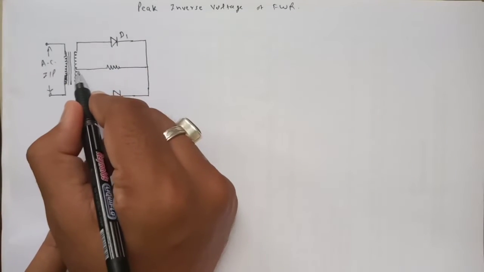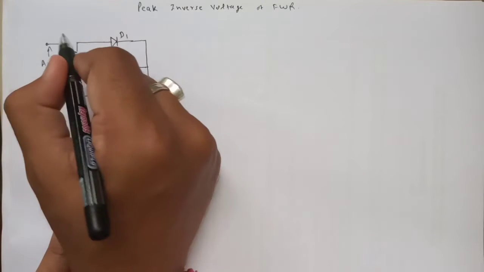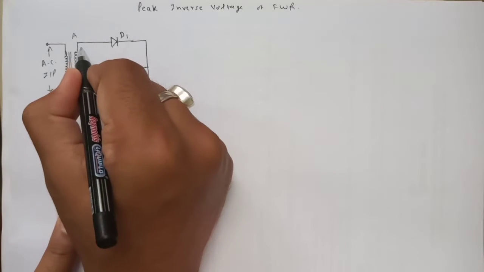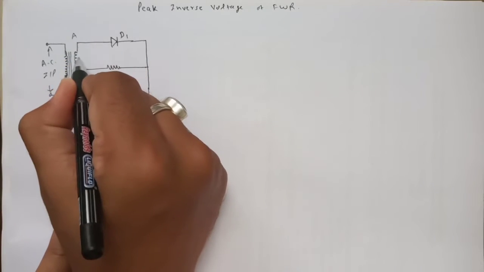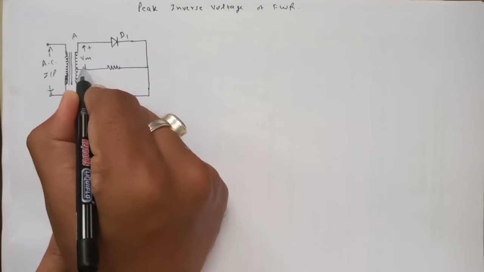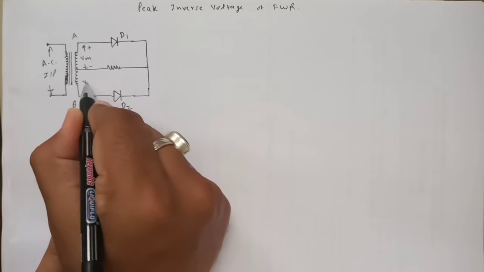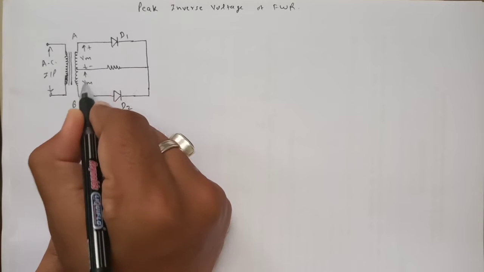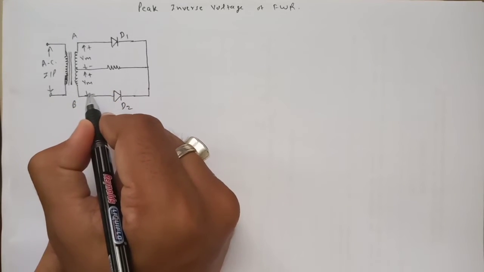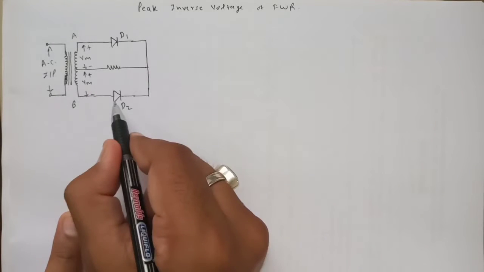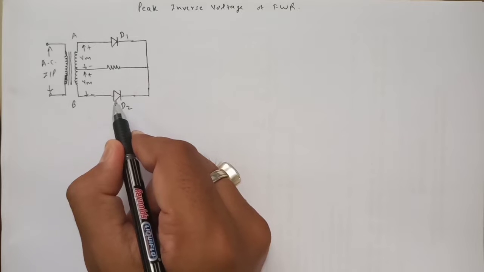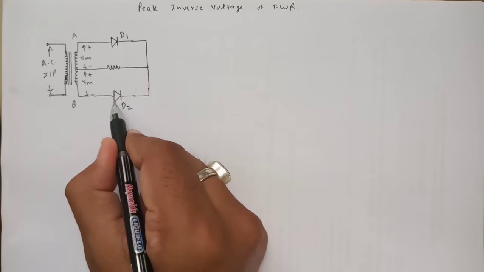When we consider the positive half cycle, point A will become positive with respect to point B. So here we get the polarity of voltage like this, Vm, and this is also Vm. Due to this, diode D1 is forward biased and diode D2 is reverse biased. This I am considering in case of the positive half cycle only.